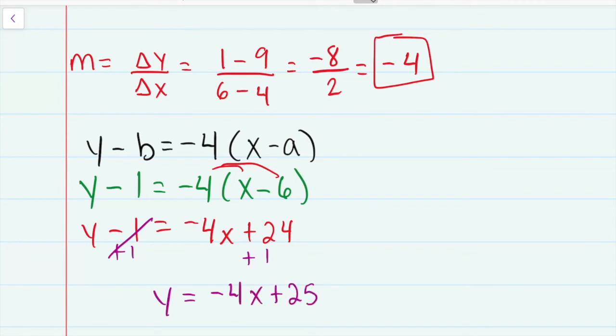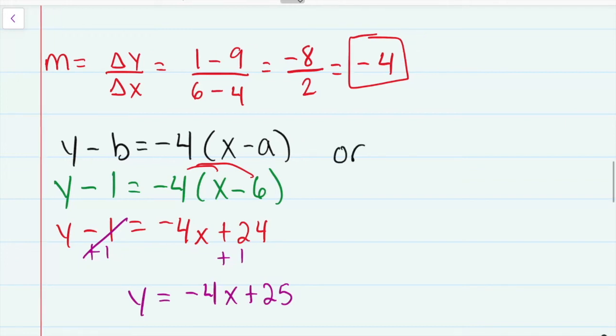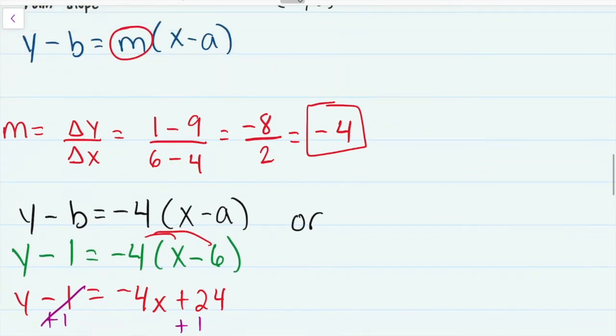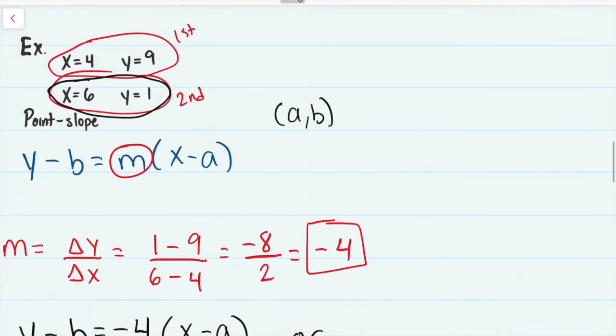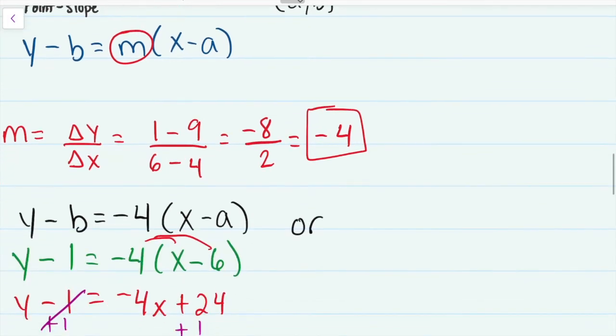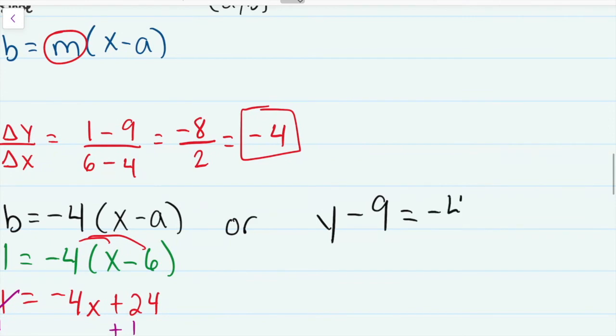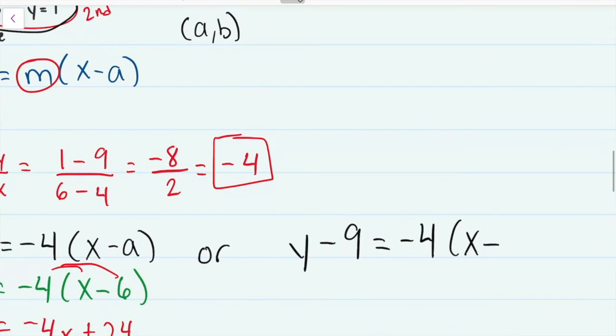Now you might be wondering, Mr. Milano, what would have happened if we had chosen the other point? Well, no worries. I'm going to show you that it's the same thing. Let's say that instead of using 6 and 1, we use 4 and 9. So look what's going to happen. My b in this case is 9. Plug it in. My slope is still negative 4, and that's going to be x minus, what's my a? Right now it's 4.